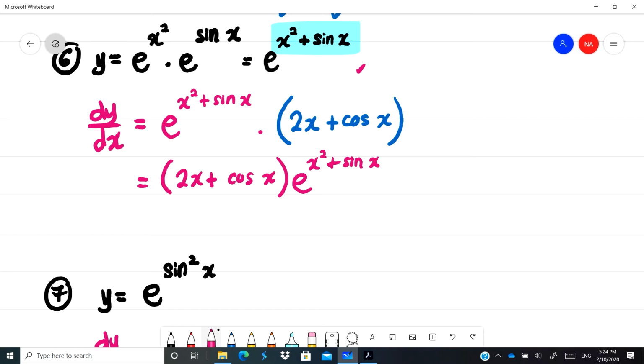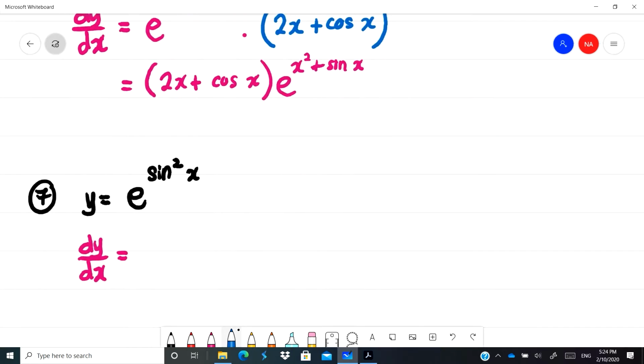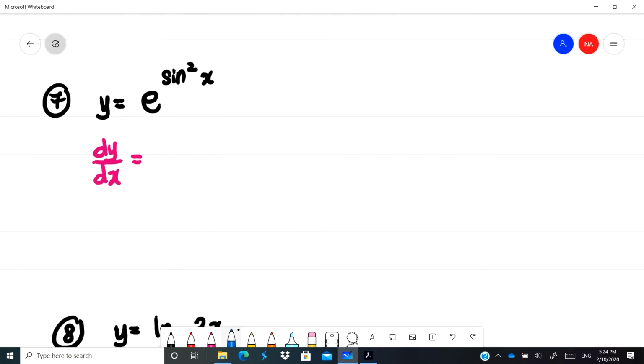If you want to expand, be careful, you have to multiply the whole thing here, but you don't have to multiply, I guess. In this case, you just leave your answer like this. Let's look at question number 7.